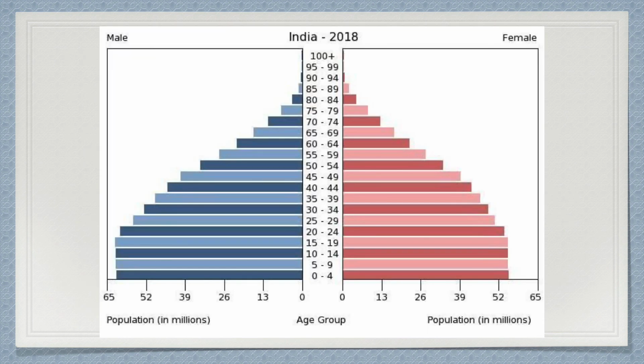This is a population pyramid of India. This population pyramid has a large base. This means that the birth rate is high. This pyramid is also wider and much taller, implying that many people are living to older ages.